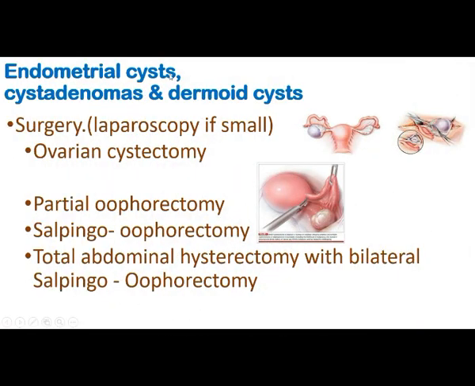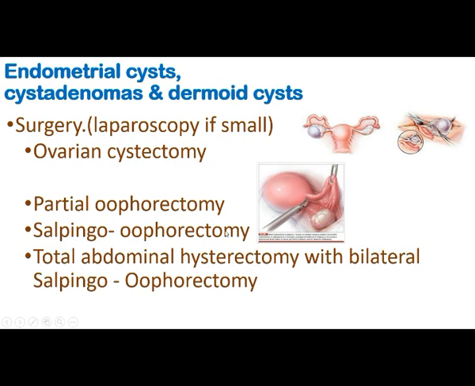Next, if it is an endometrial cyst, cystadenoma, or dermoid, what management can be done? This is the surgery, laparoscopy. If it is a small cyst, ovarian cystectomy can be done. This is the ovarian cystectomy. We can open this ovary and remove the cyst. And partial oophorectomy: you can see one ovary can be partially removed.